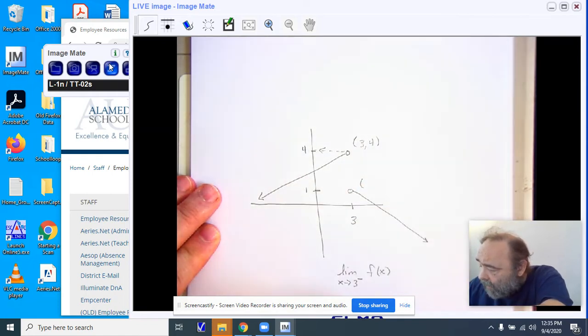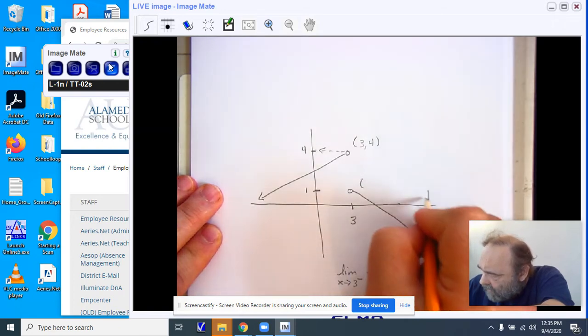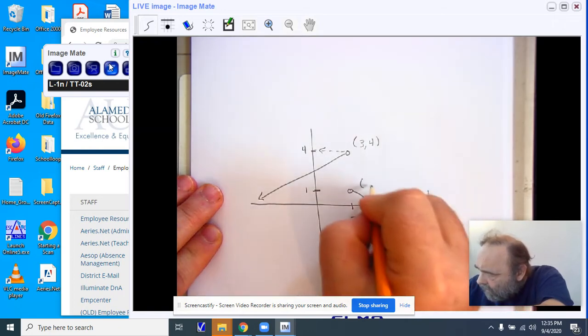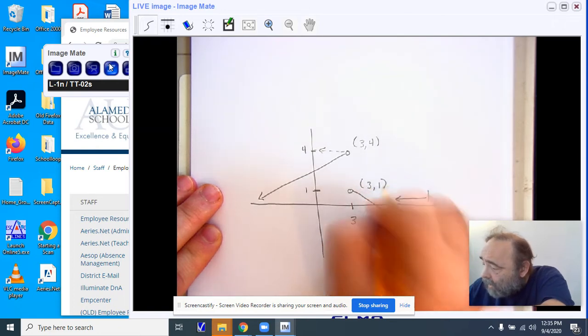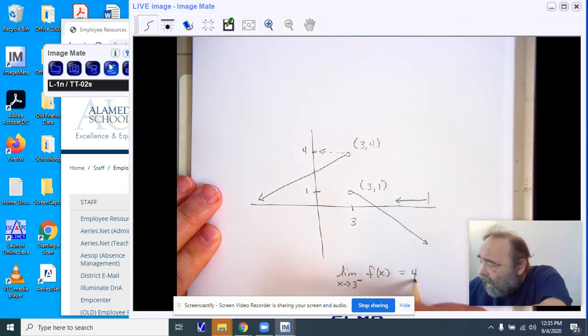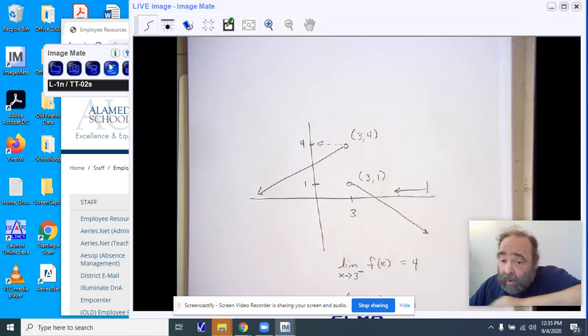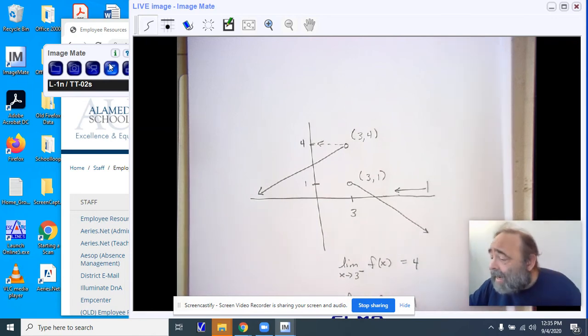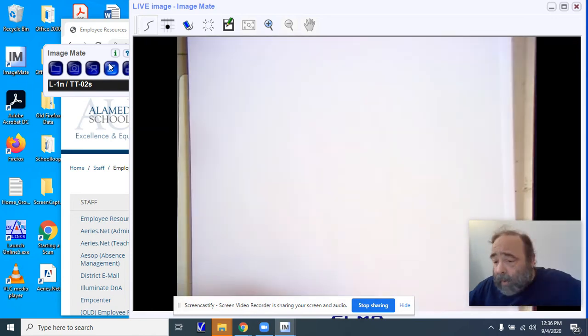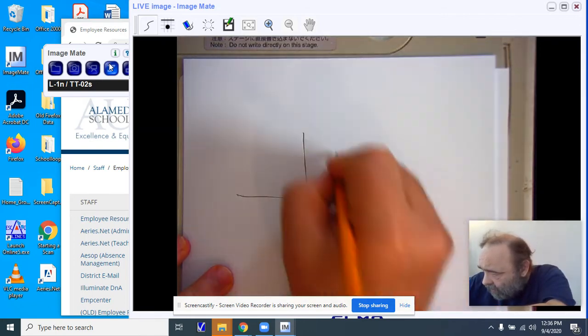For the limit from the right side of this function, we're moving along the y-axis toward this point, and we're looking at 3, 1. So my limit from the left is 4, and my limit from the right is 1. Now, there are going to be times when there won't be anything there. For example, I could approach an asymptote from the left or the right. Let's take a look at this graph.